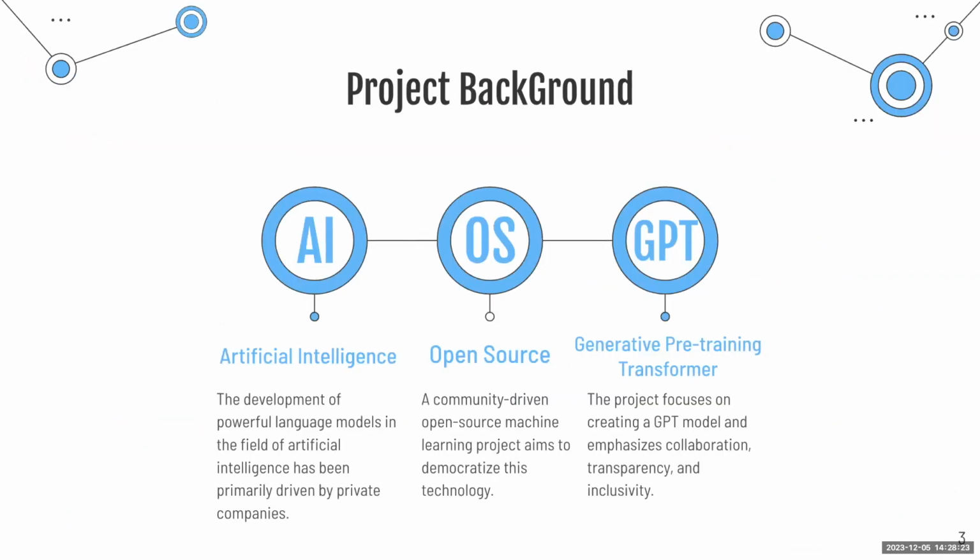And so, background. This project is driven by three main components: artificial intelligence, open source ideology, and a GPT generative pre-training transformer, which is going to be driven by collaboration, transparency, and inclusivity in the open source community.